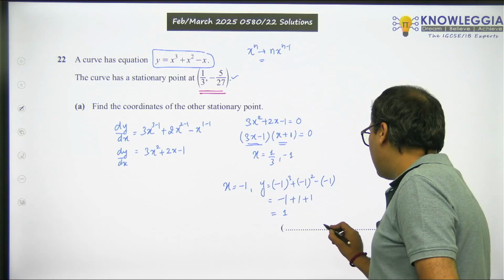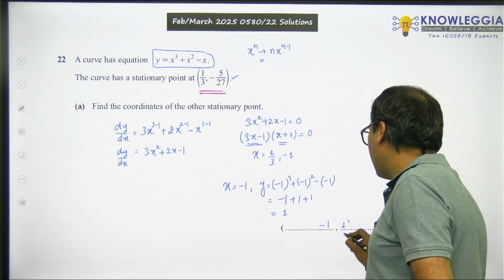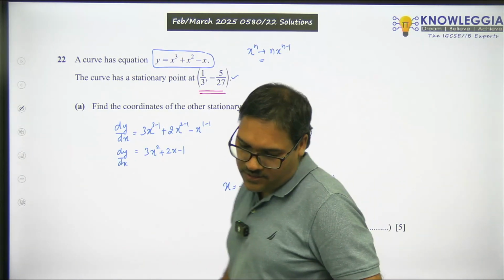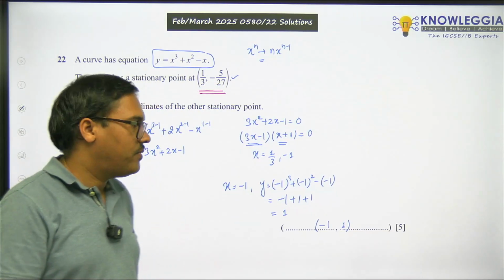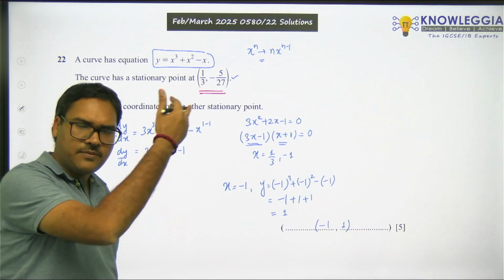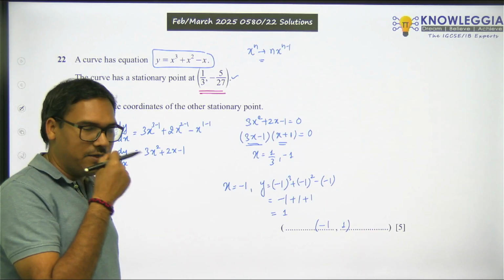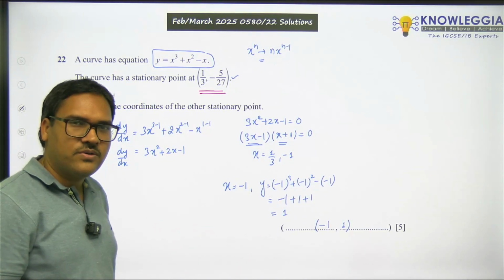So what is the turning point? This is minus 1 comma 1. X coordinate is minus 1, y coordinate is 1. So minus 1 comma 1 is the answer. I hope this is clear. That is the method to find the turning point: you can just differentiate, dy by dx equal to 0, the stationary point.